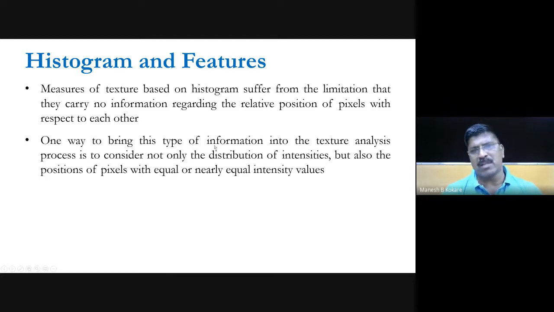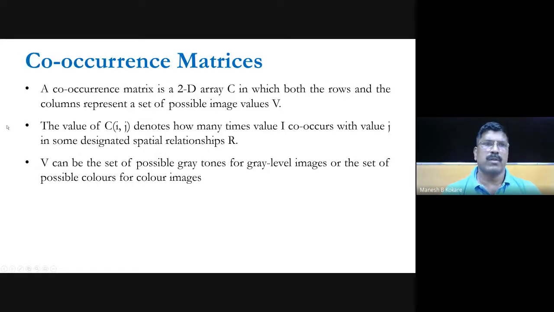So one way to bring this type of information into the texture analysis process is to consider not only the distribution of the intensities but also the position of the pixels with equal or nearly equal intensity values. Now the next feature is the co-occurrence matrix.